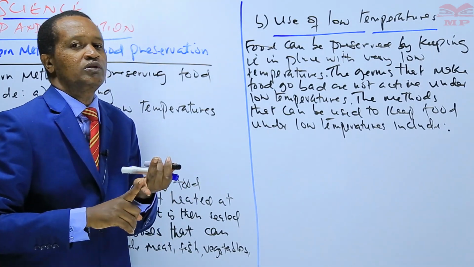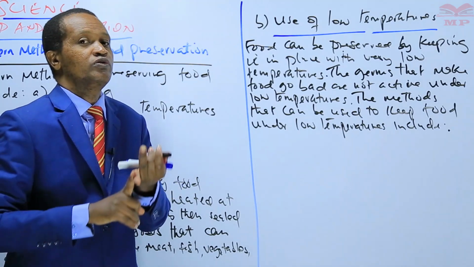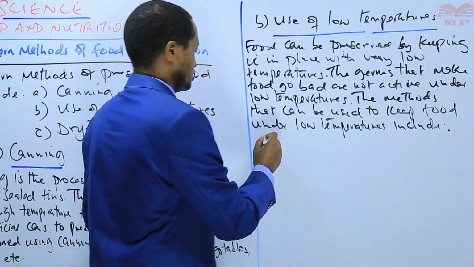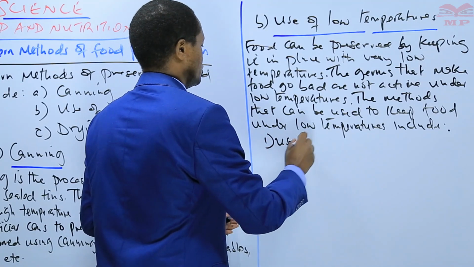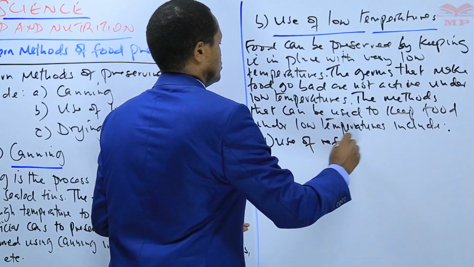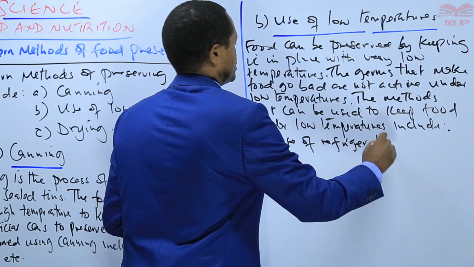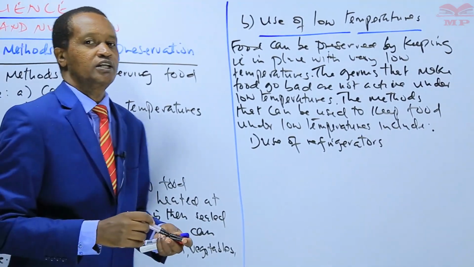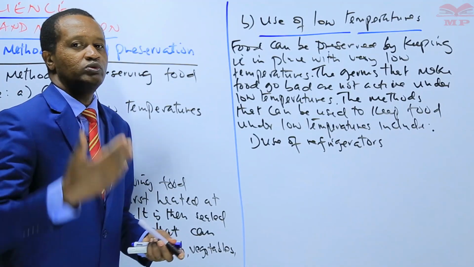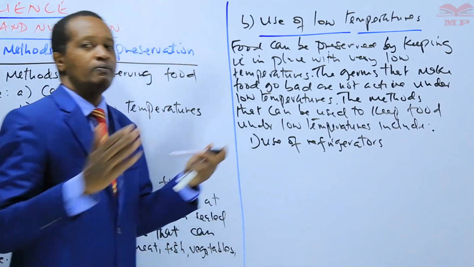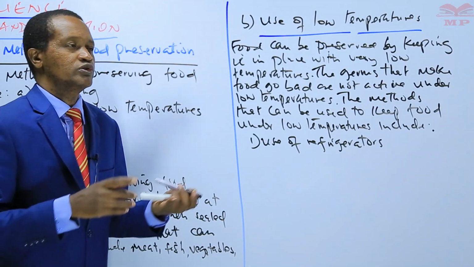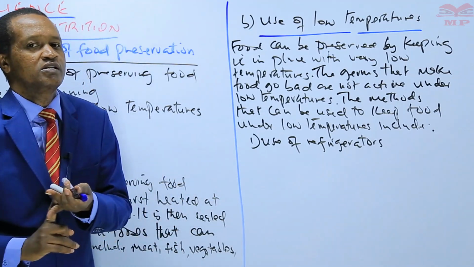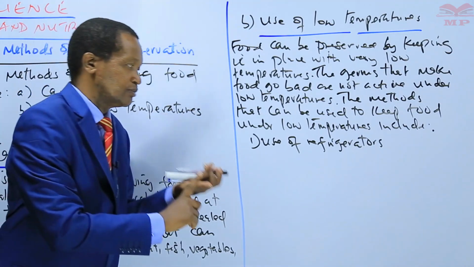One, use of refrigerators. Now, these are used to store cooked food. You can also use refrigerators to store drinks and also vegetables.